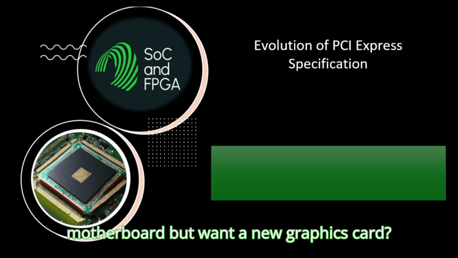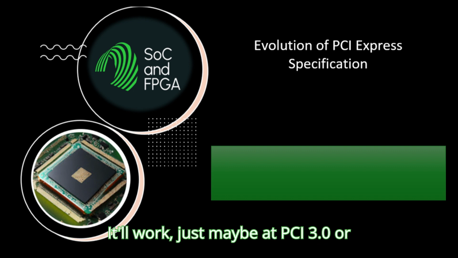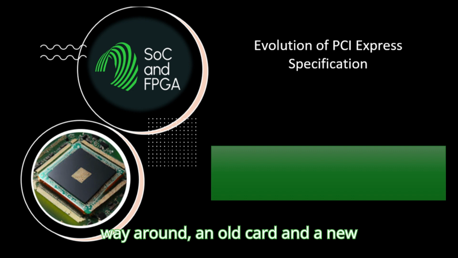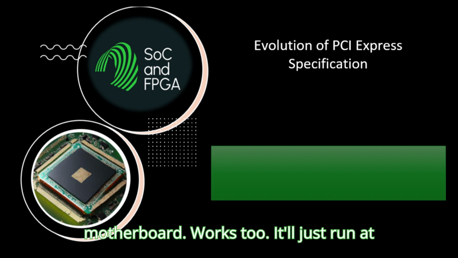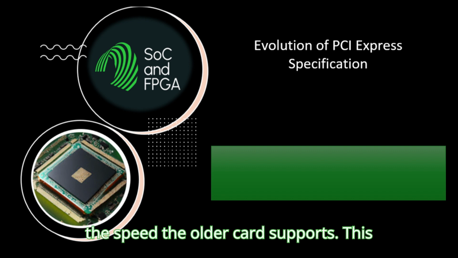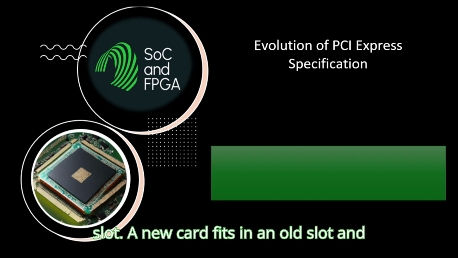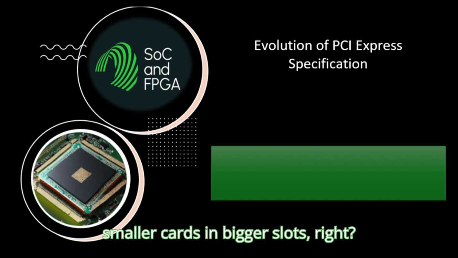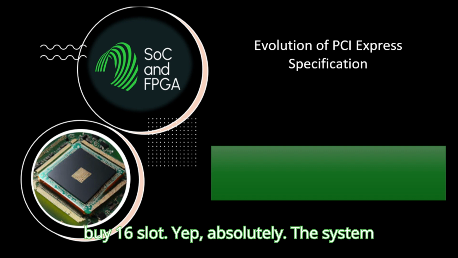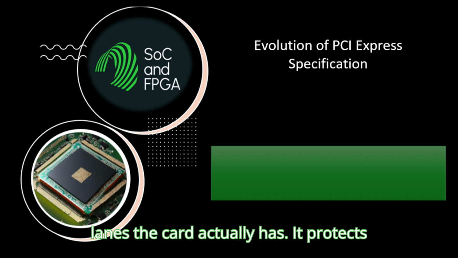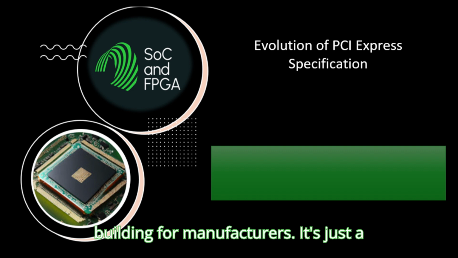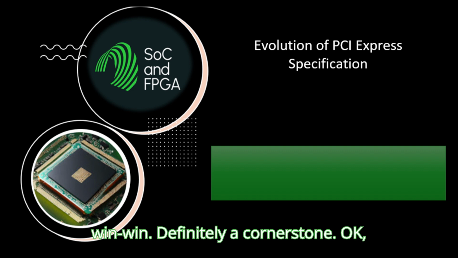Got an older motherboard but want a new graphics card? It'll work, just maybe at PCIe 3.0 or 4.0 speeds instead of 5.0. And the other way around, an old card and a new motherboard, works too. It'll just run at the speed the older card supports. This compatibility applies to the physical slot, a new card fits in an old slot, and the software interface. And you can put smaller cards in bigger slots, right? Yeah, like an x1 network card in an x16 slot. Yep, absolutely. The system just negotiates to use the number of lanes the card actually has. It protects user investments, simplifies system building for manufacturers. It's just a win-win. Definitely a cornerstone.